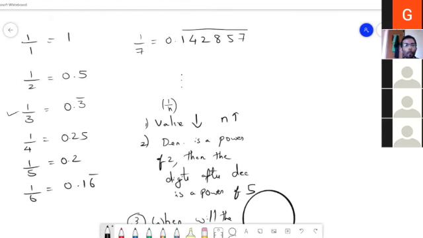Preeta ma'am is saying that when the denominator is a multiple of 3, it is non-terminating. But is it the only non-terminating case? That's the question. What are the other non-terminating cases? 7 also is non-terminating, but with 3 it will be 0.33, repeating. True. So here we have 1 by 3, 1 by 6, and 1 by 7 so far. These are all non-terminating.